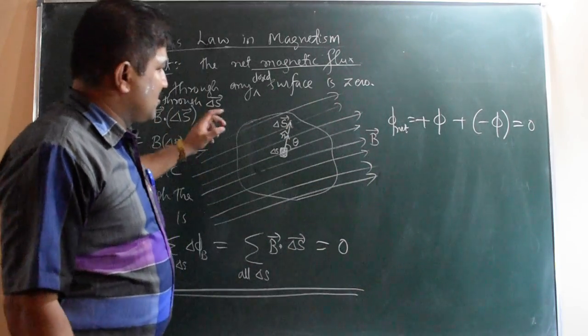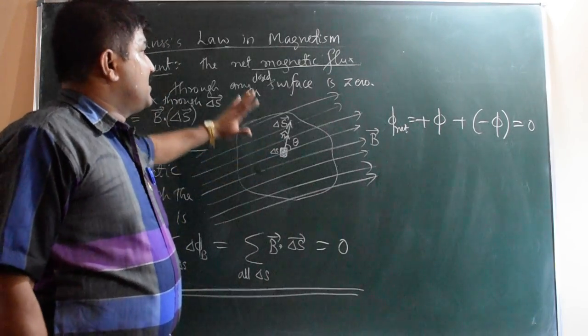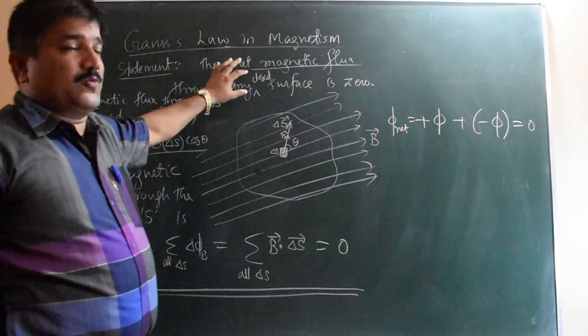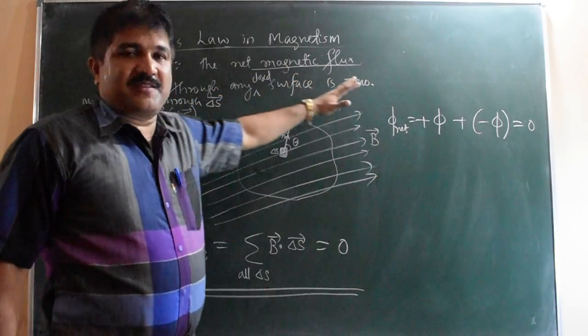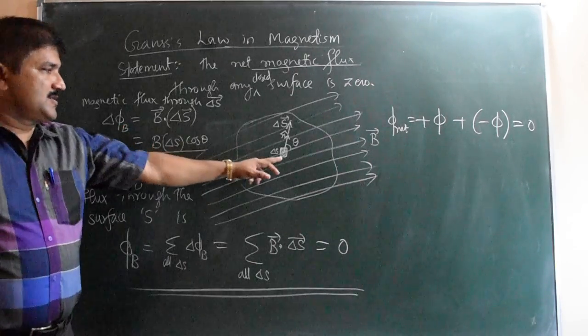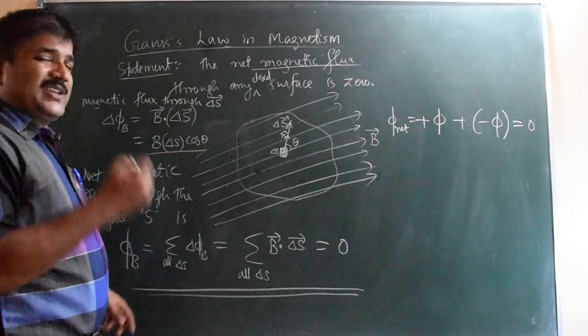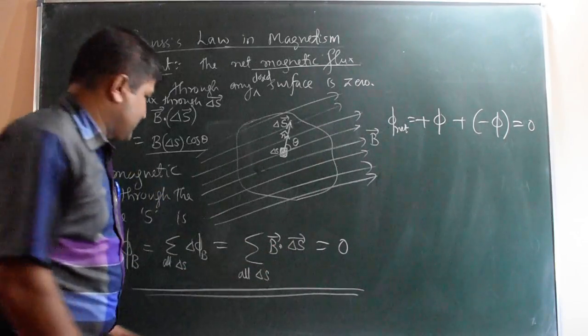So the surface is closed with a boundary, and then there is a small area element vector. So state and explain means statement 1 mark. The net magnetic flux through any closed surface is 0. Then explanation, show this diagram. Flux through the small area delta S, infinitesimally small area element. The net flux, this last equation is very important.